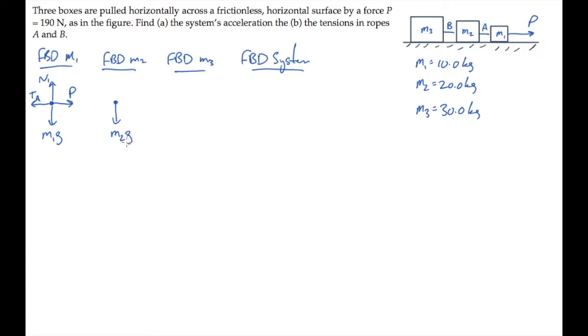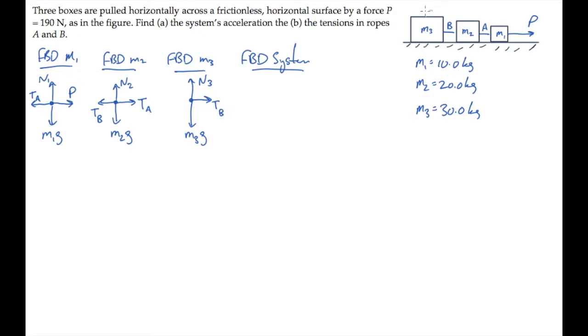Focusing now on mass 2, there's the weight and the normal force. And there are 2 ropes pulling on mass 2. Rope A pulls to the right, and rope B pulls to the left. So there are 2 tensions there. Now looking at mass 3, there's the weight and the normal force. There's only 1 rope pulling on mass 3. It's rope B, and it pulls it to the right.